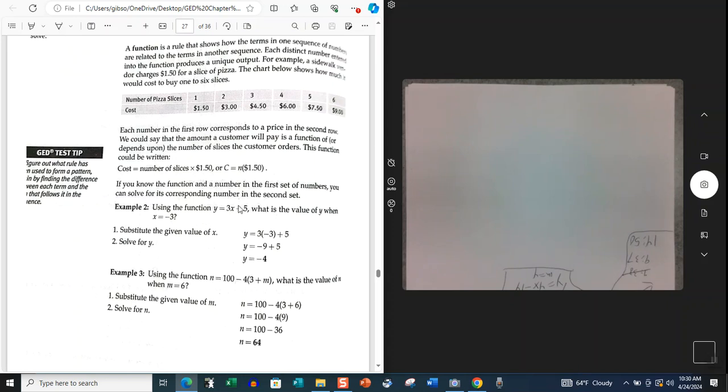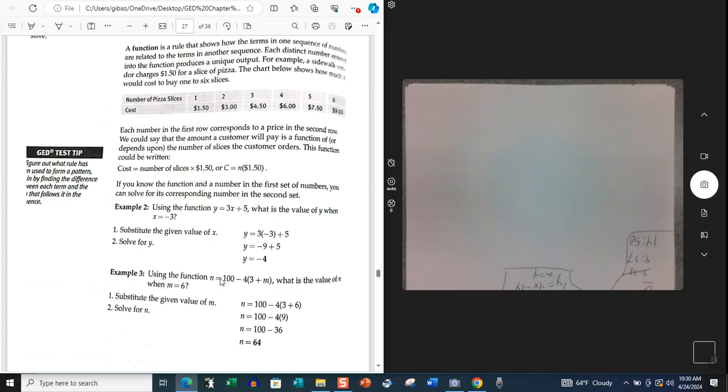Use the function y equals 3x plus 5. What is the value of y when x is negative 3? So we would substitute the given value of x. We said x is negative 3. And then solve for y. So y would be negative 4.